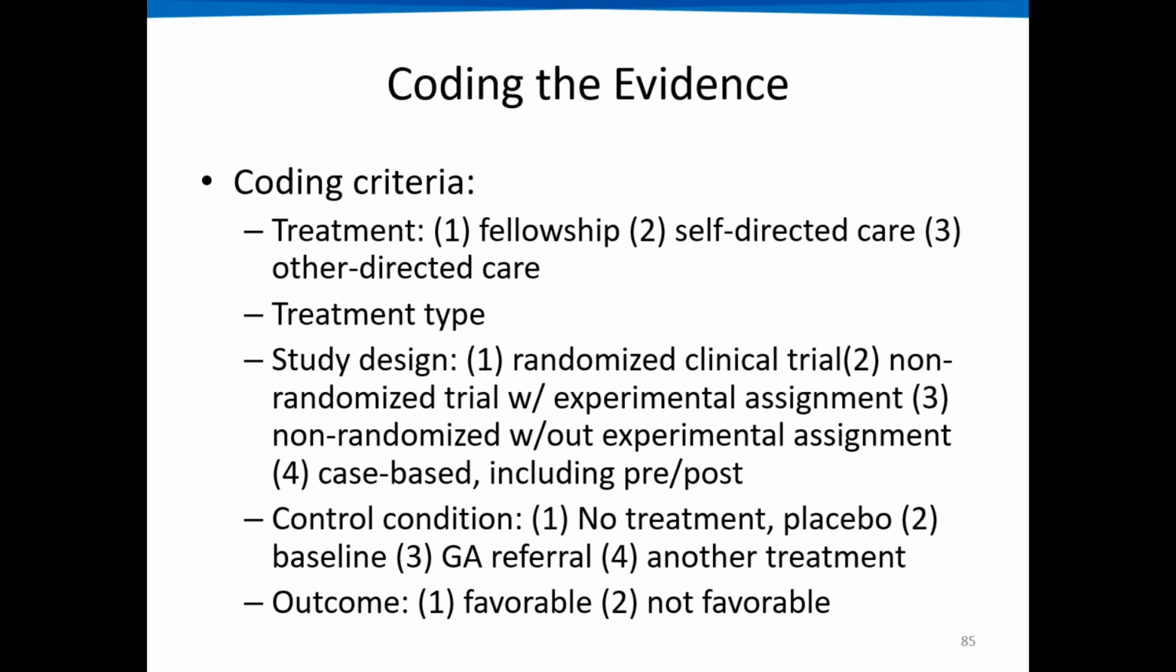In our detailed review of the 132 studies, we considered again the type of treatment involved, such as whether they were fellowships, self-directed, or other care, the nature of treatment, the design of the study that the research used, such as whether it was a randomized clinical trial or some other design, the types of control conditions applied, and the clinical outcomes reported.